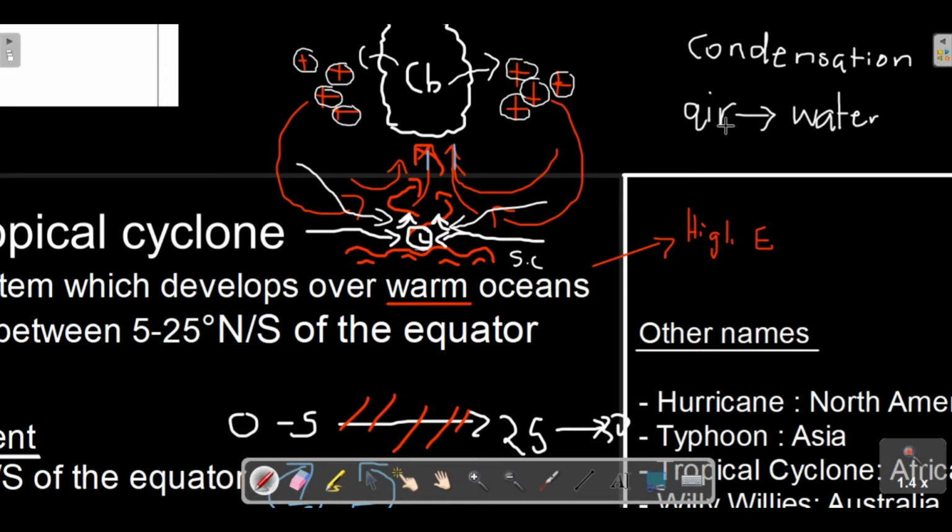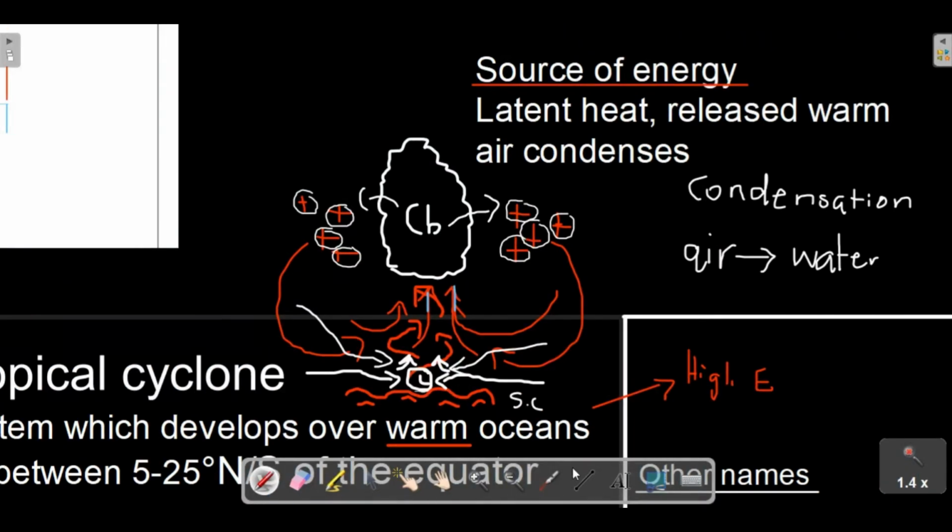Now, as this phase change occurs, energy is being released. These plus signs here illustrate the energy that is being released as condensation occurs. This energy released as we change phase from air to water is what we call latent heat. So you say latent heat is released as warm air condenses.